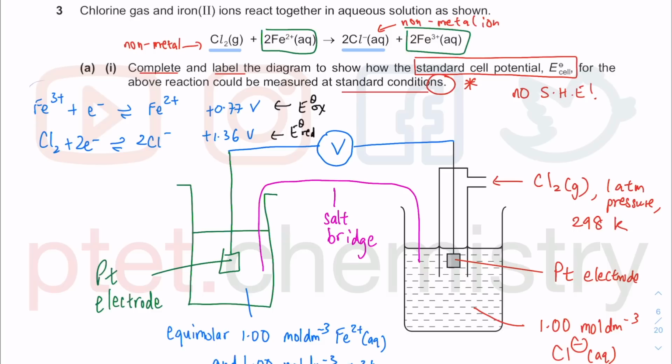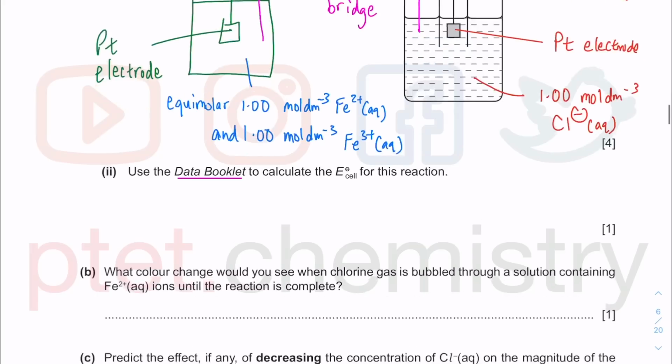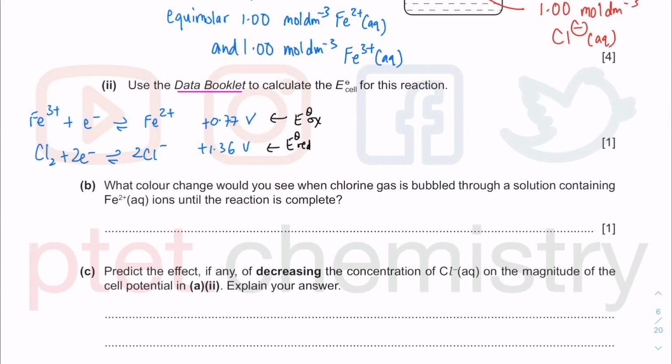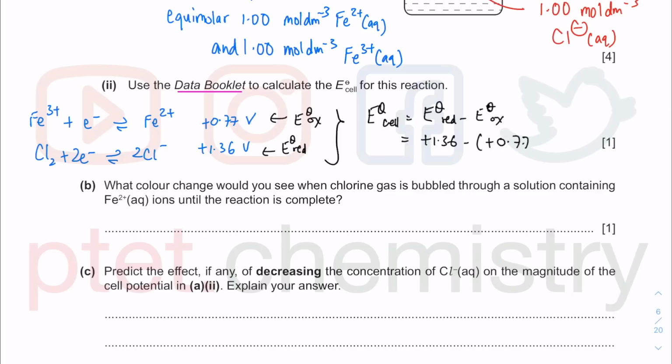So what I'm going to do now is I'm going to copy paste that onto this thing here. So obviously, with the data booklet, you don't really have to write anything. I'm just showing you because I don't have the data booklet shown in front. I just have my data booklet on the screen. So my E cell equal to E red minus E ox. And that is equal to plus 1.36 minus bracket plus 0.77.